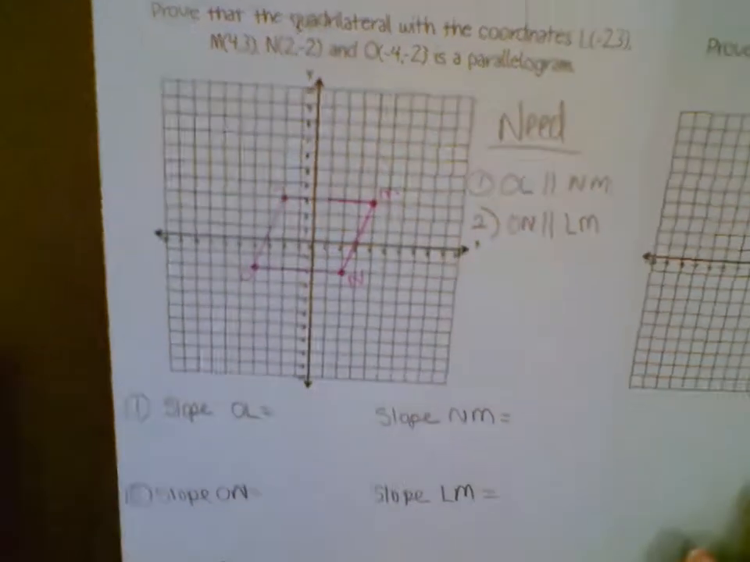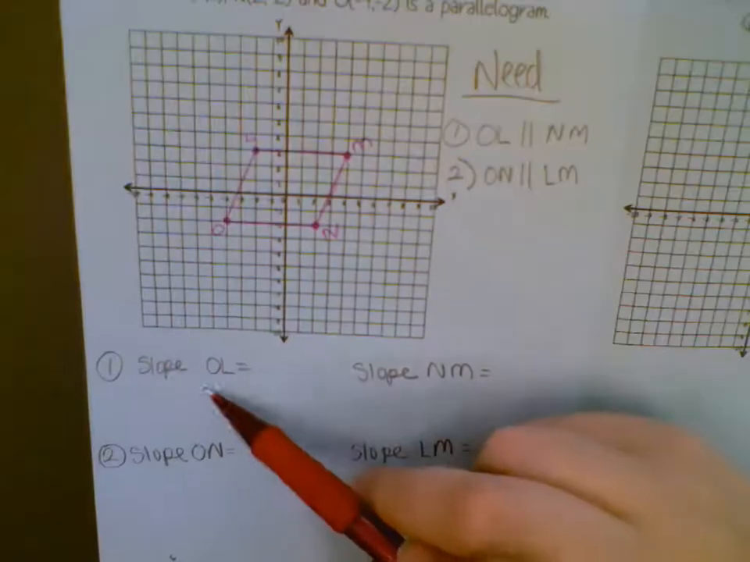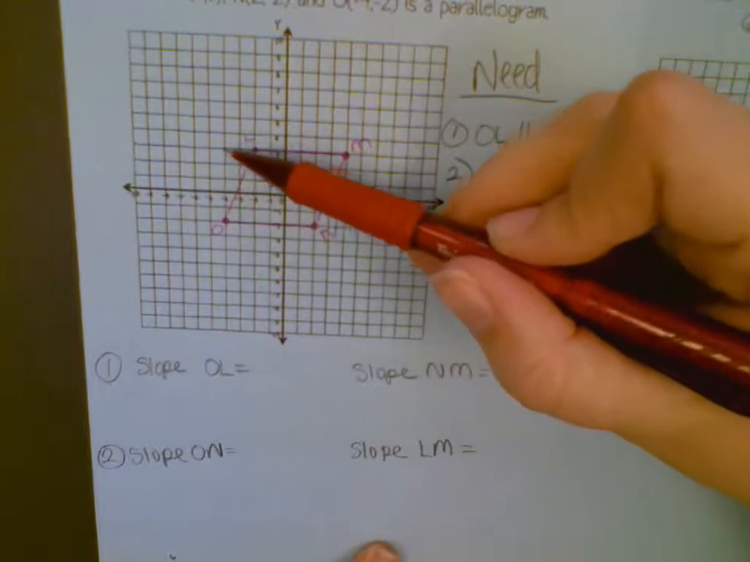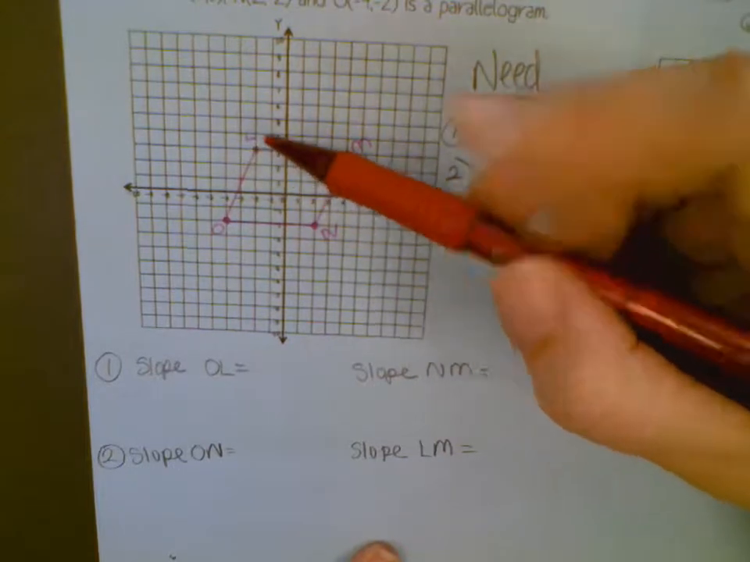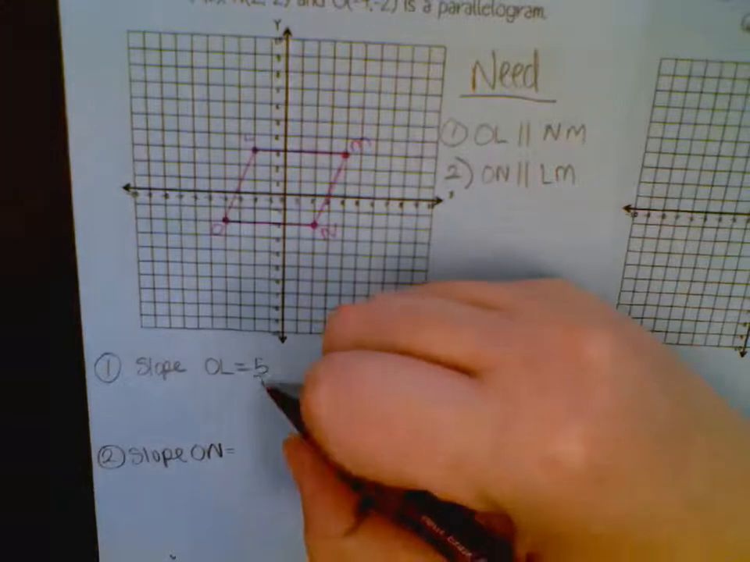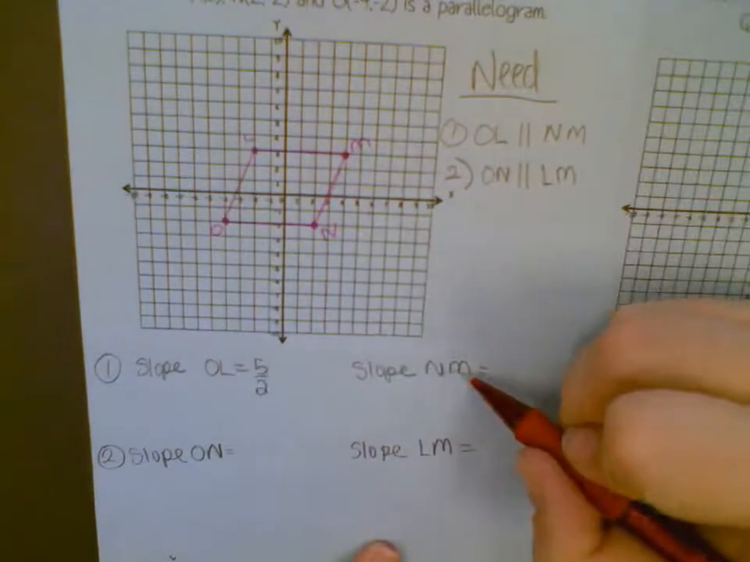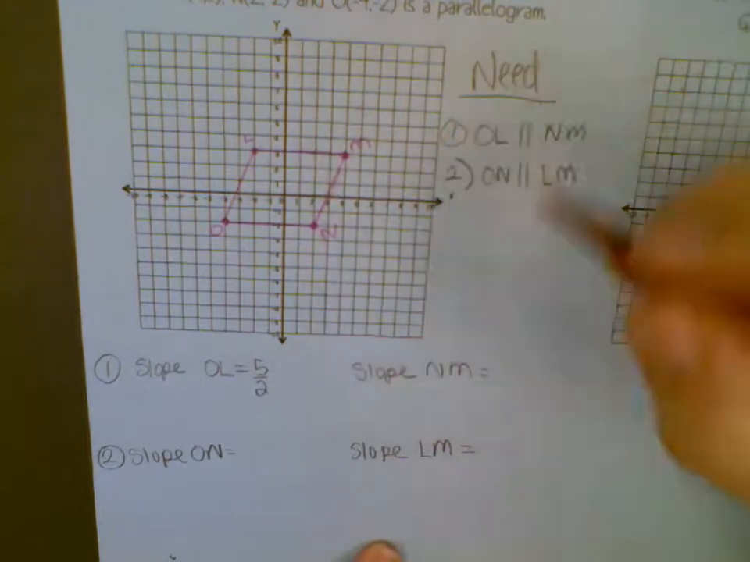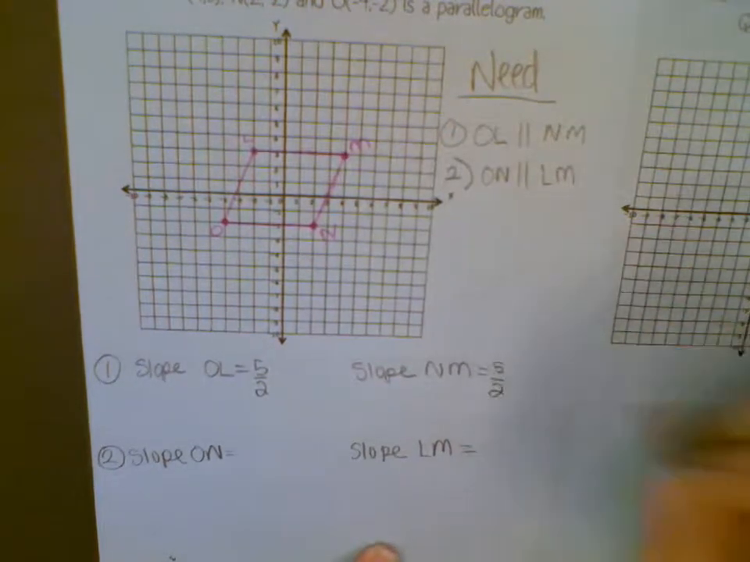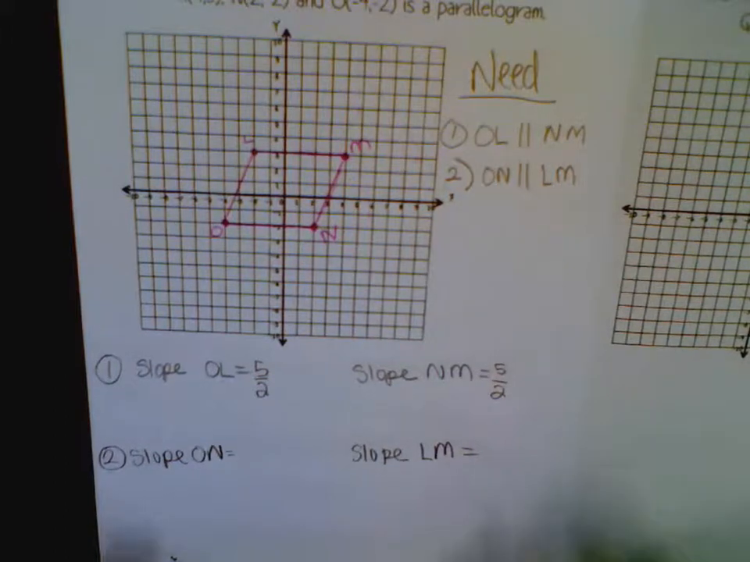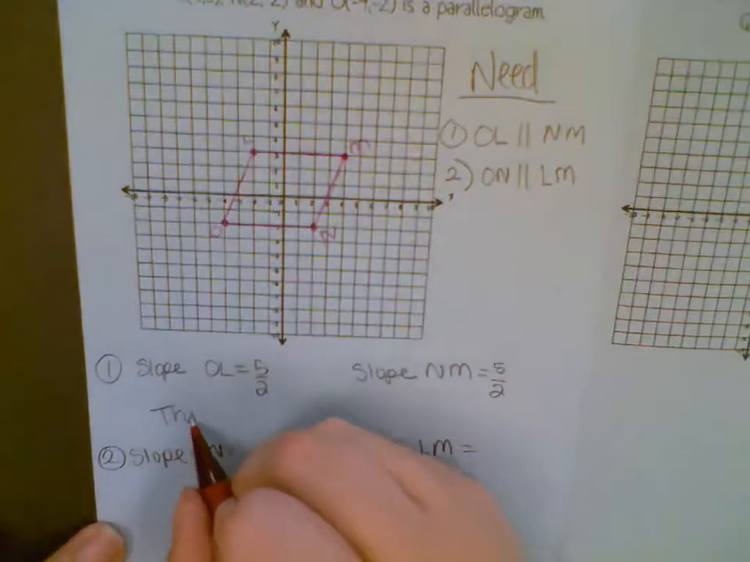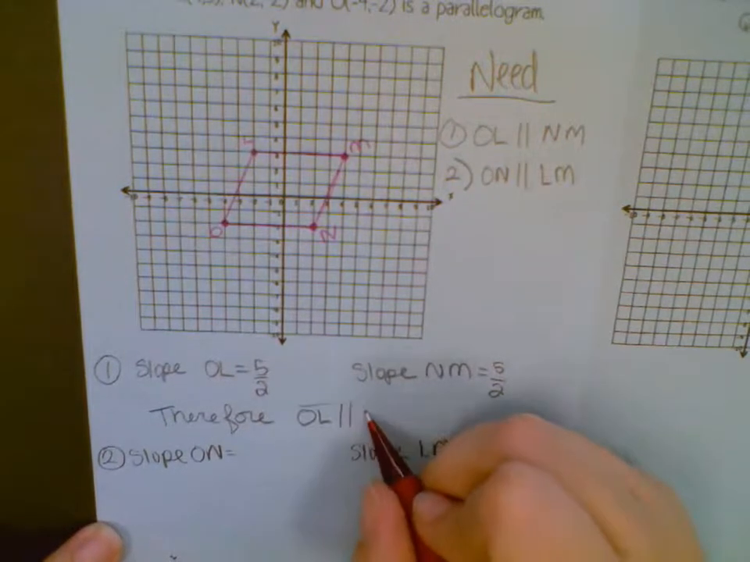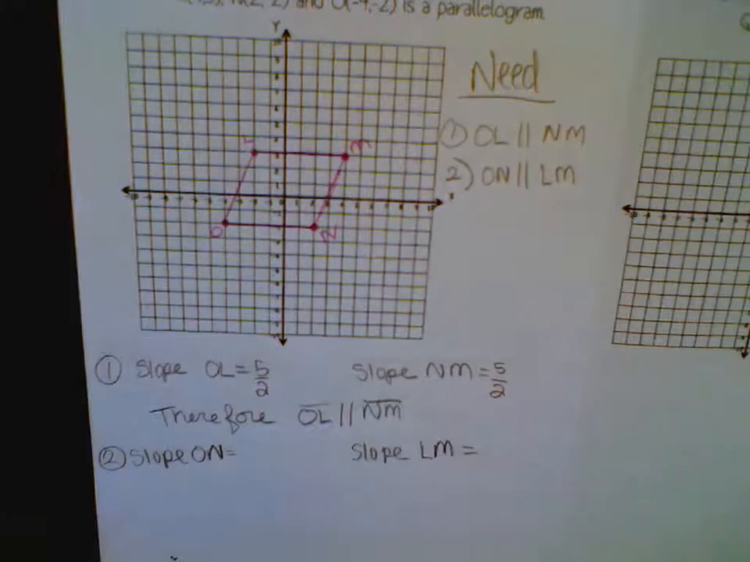So remember, to find slope, we count rise over run. So if we're doing OL, we want to go from O to L. So we would rise 1, 2, 3, 4, 5, and run 2. So our slope of OL is 5 over 2. So now start at N and go to M. So we would rise 1, 2, 3, 4, 5, run 2. So those are congruent slopes. So remember, congruent slopes make parallel lines. So we know that OL is parallel to NM. So we got one set.